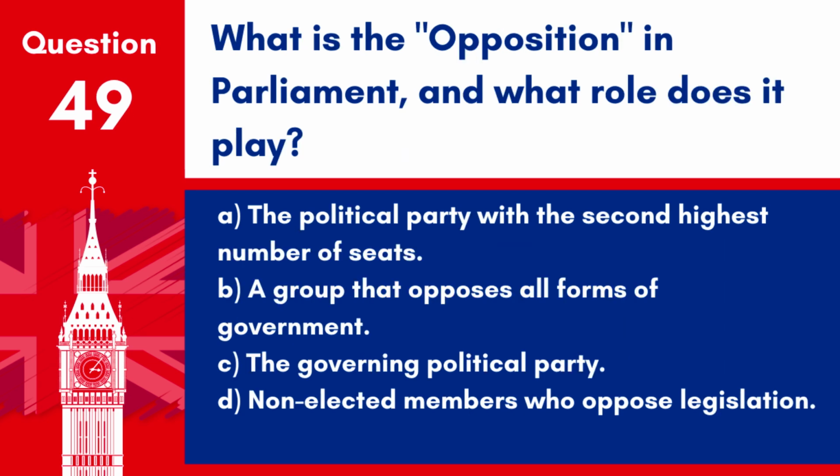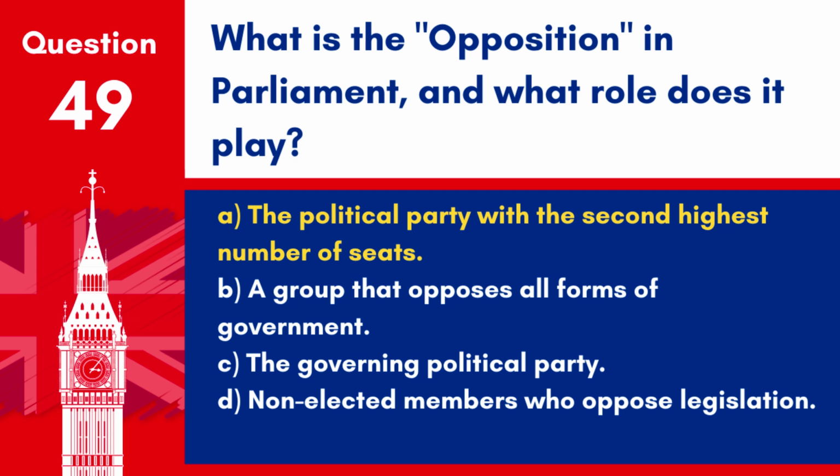Question 49. What is the opposition in Parliament, and what role does it play? A. The political party with the second highest number of seats. B. A group that opposes all forms of government. C. The governing political party. D. Non-elected members who oppose legislation.